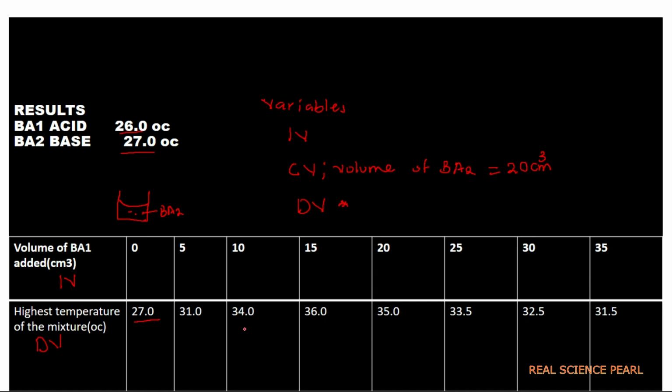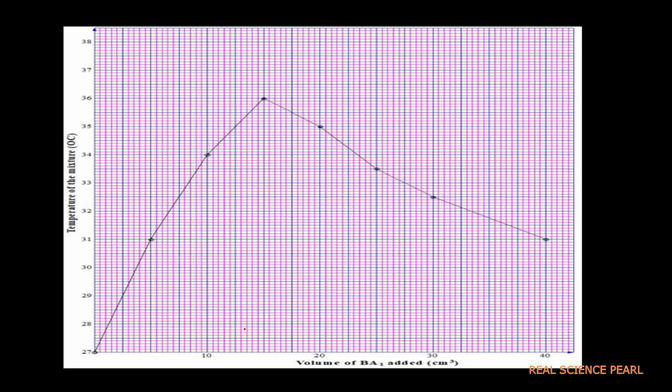Then from there, I'm supposed to analyze. I'll plot the graph of temperature of the mixture against volume of BA1 added, and after plotting, I've got the maximum. This is a peak. I'll show you in another series how to deal with the results which don't give you a peak. Now this is my T2, then my T1, this is the initial, this is my T1.